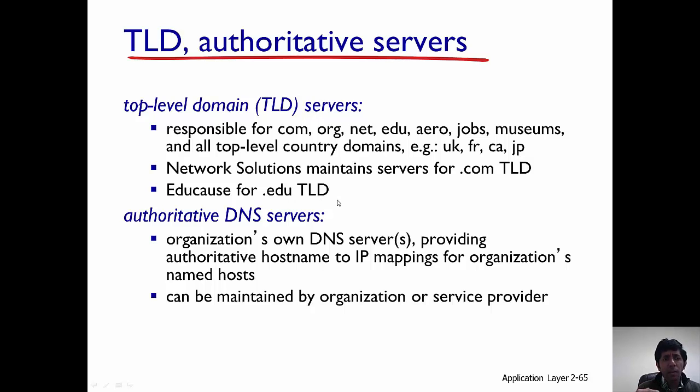Now, one level below the TLD servers are the authoritative DNS servers. An authoritative DNS server is owned by the organization themselves. What it does is provide a mapping between the IP addresses for the organization and the authoritative host names. So a company like Yahoo or Amazon is going to maintain an authoritative DNS server to map the IP addresses to the particular domain names.